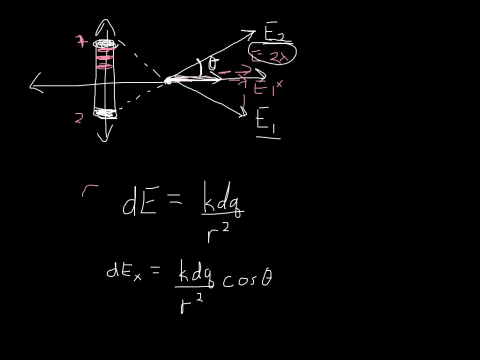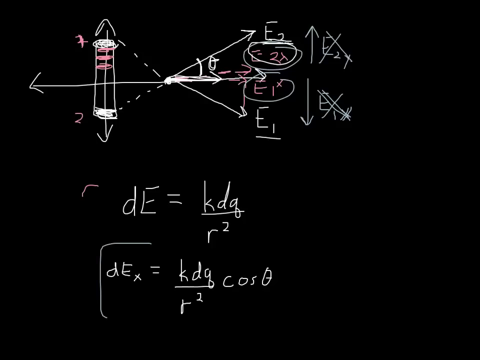Recall E2y was going up, E1y was going down, and they cancel each other out. So we want only the x pieces, only the x components. And that's what this does. This cosine of the angle selects out only our x components. This is a charge distribution with charge distributed along a line. So if we have charge distributed along a line, we should remember that dq for a line is equal to lambda times dl.